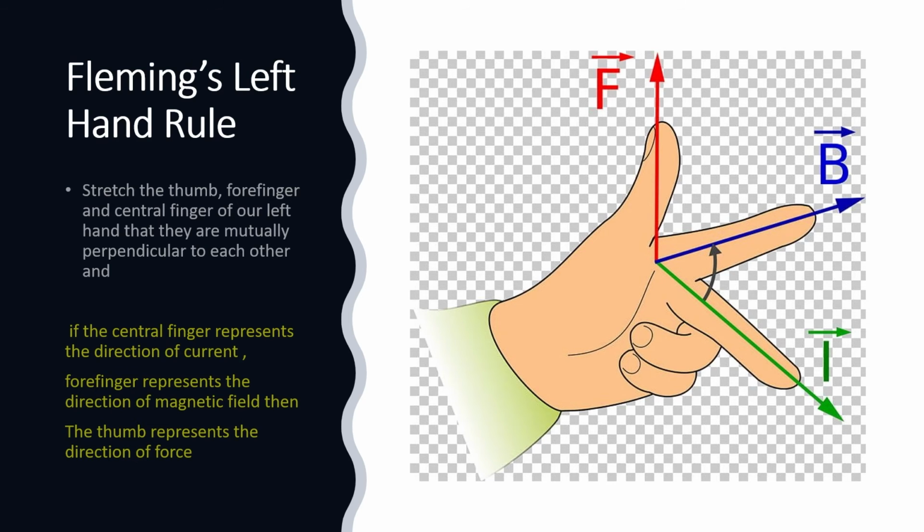Now, can we write these three quantities in any order? No. We generally prefer to write down the quantity which we want to find out in the end. And in this case, we are trying to find out the direction of force. That is the reason we write the thumb part in the end.